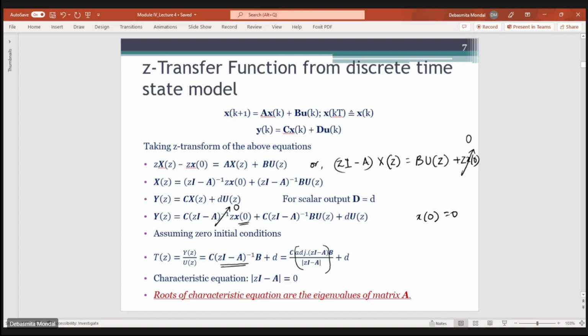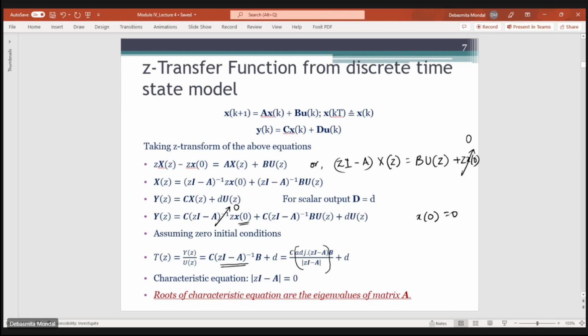But if the eigenvalues of this matrix A are positive values, that means the closed loop poles of the system will lie on the right hand side of the S-plane. So then we can say that the system will not be stable. So depending on the eigenvalues of the matrix A, we can conclude in a similar way about the stability of the system.